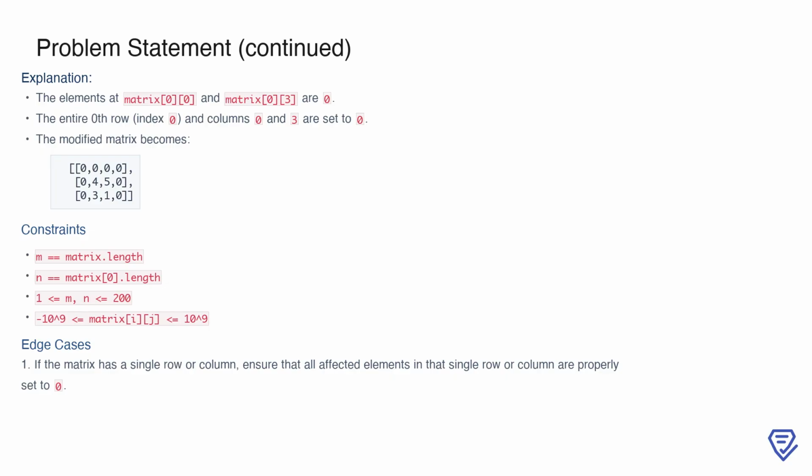Now, let's review the constraints of the problem. The matrix will always have dimensions between 1 and 200 for both rows and columns, and each value in the matrix can range from -1 billion to +1 billion. These constraints highlight the need for a solution that is both space-efficient and capable of handling large matrices.